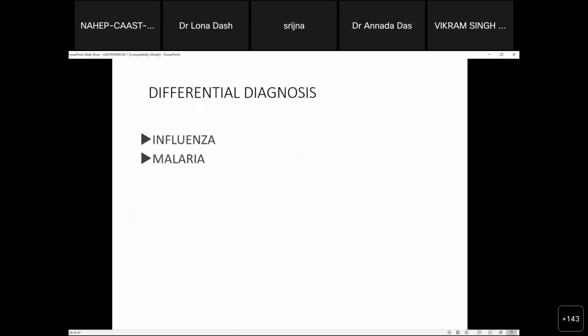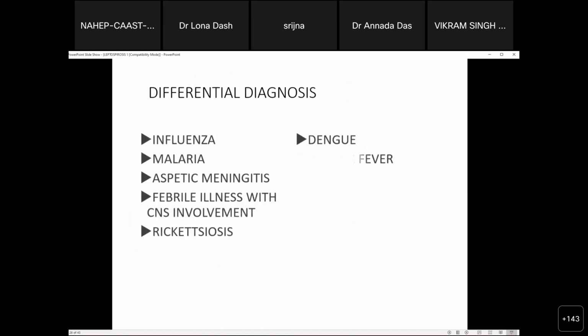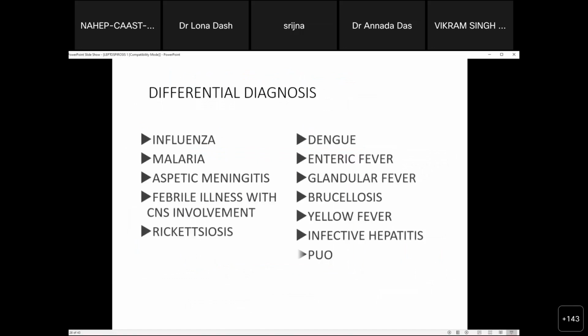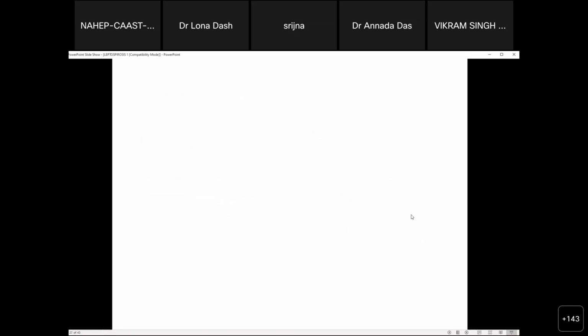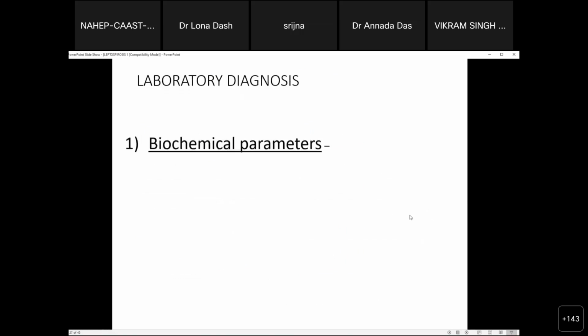This is an acute febrile illness. It can mimic very easily other febrile illnesses like influenza, malaria, meningitis, rickettsia, dengue, enteric fever, or typhoid. As Madam was just telling us, it can also mimic brucellosis, hepatitis, and fever of unknown origin. So it is very important to confirm the diagnosis through laboratory investigation.